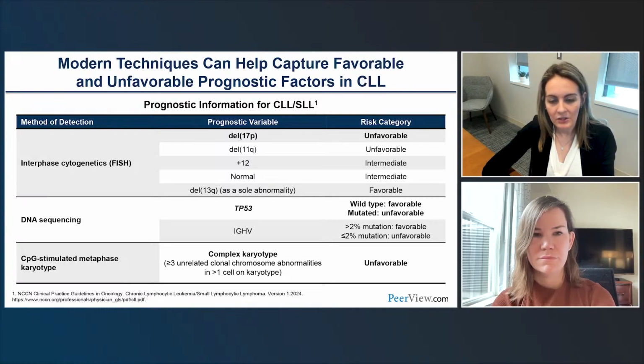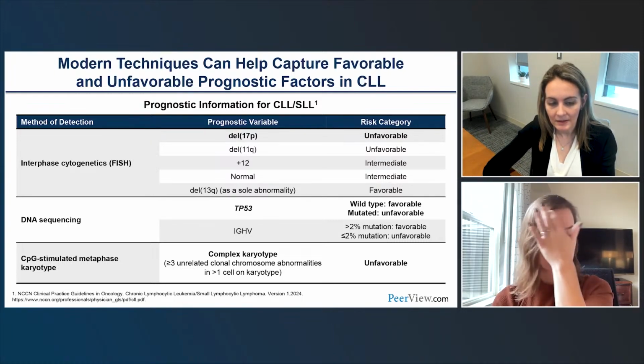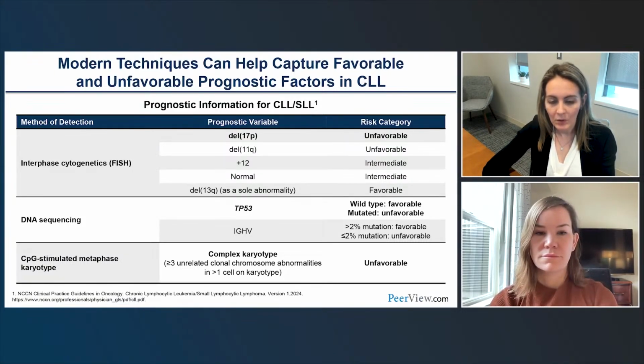With the exception of IGHV mutational status, which does not change over time, patients can acquire other cytogenetic and molecular abnormalities. So I'll just highlight that testing for deletion 17p by FISH is very important, as is testing for the presence or absence of a P53 mutation by DNA sequencing techniques. And then it is prognostic, if available, to test for the patient's karyotype, as we know that a complex karyotype of 3 or more abnormalities is associated with less favorable outcomes overall.